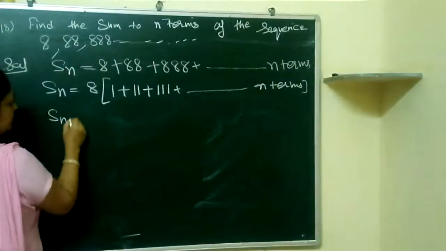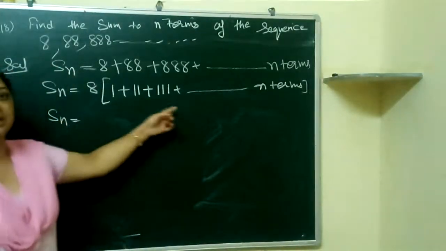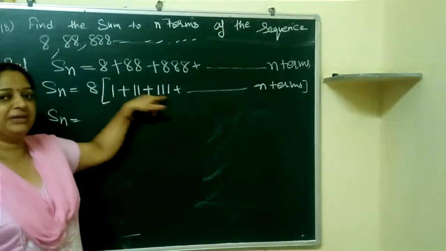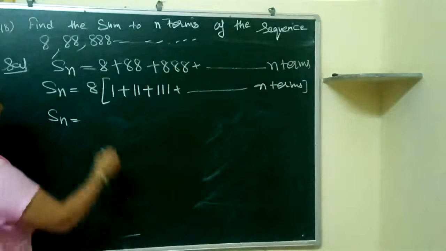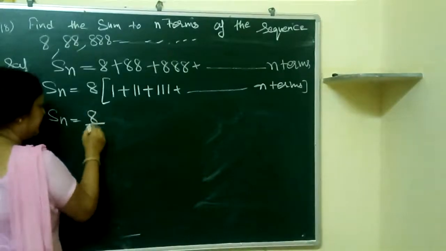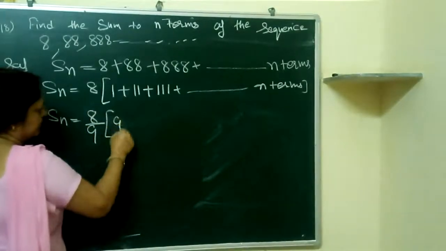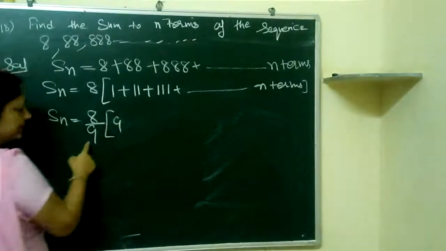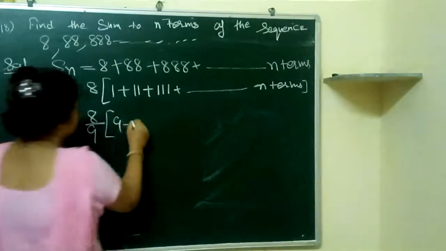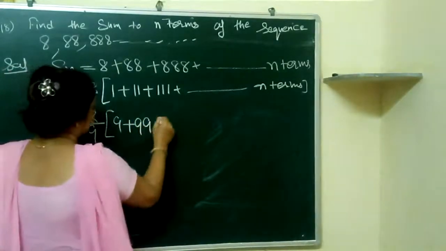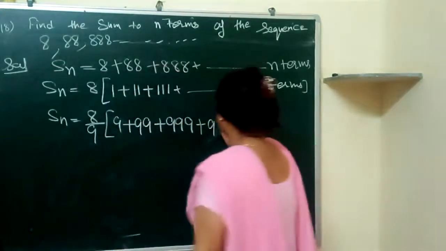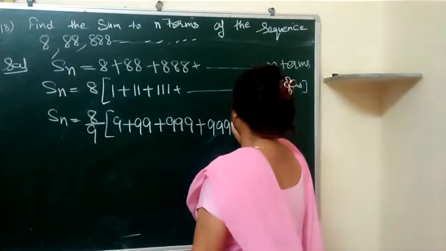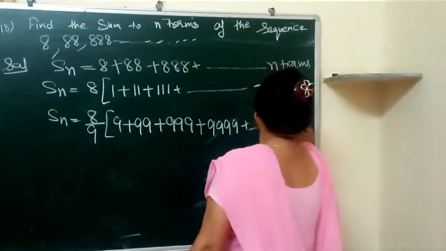After that, we will multiply and divide this term by 9. We are multiplying with 9 and dividing with 9. So it will come 99 plus 999 plus 9999 plus up to n terms.